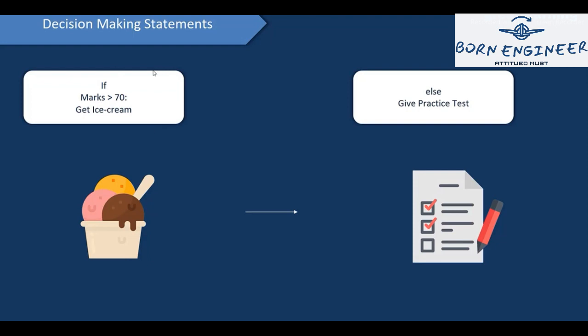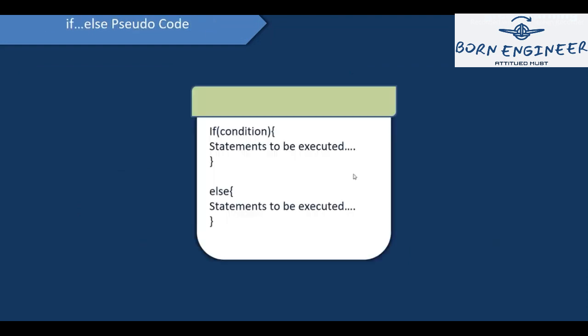So if your marks are greater than 70, then you're rewarded with an ice cream. But on the other hand, if you actually score less than 70, then you'd have to give in another practice test, which you don't want, would you? So this is the pseudo code of an if-else statement.